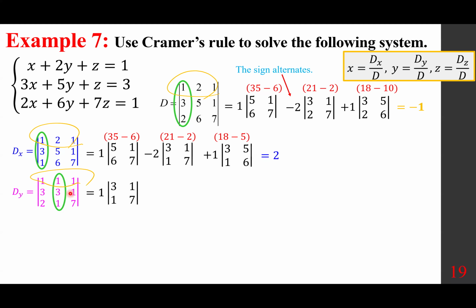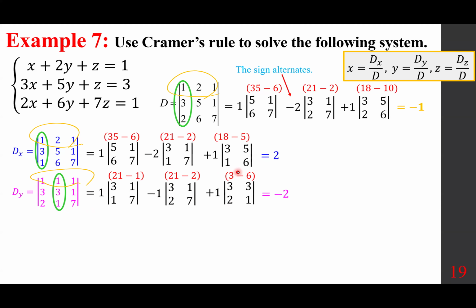And then we have 3, 1, 2, 7. And then 1 is positive. We have 3, 3, 2, 1. So this is 21 minus 1, 21 minus 2, 3 minus 6. Multiply those numbers, add them up. You end up with -2.